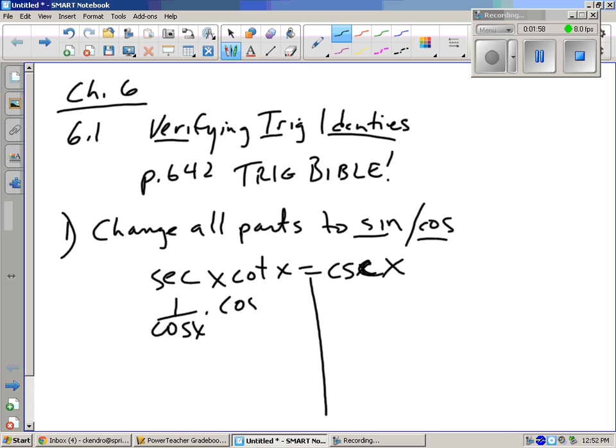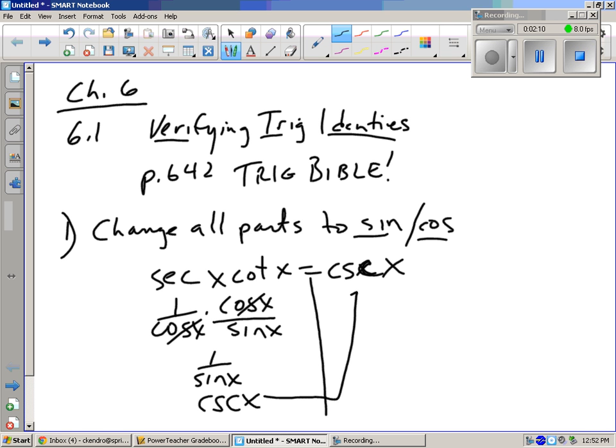Cotangent is cosine over sine. And in algebra, you're allowed to cross these off, and you're left with 1 over sine. And we all know and love that as cosecant. And that's what we were trying to prove. So we proved this identity. Technically, we're verifying, but verifying is a fancy way to say prove. So these are trig proofs. This is some of my favorite stuff in trig, so I hope you enjoy it as much as I do.